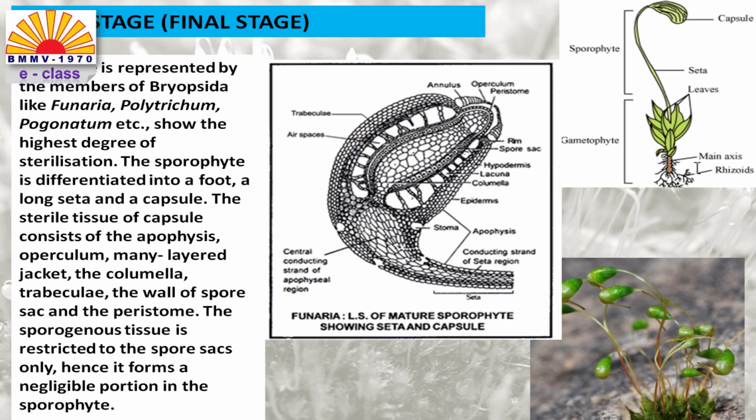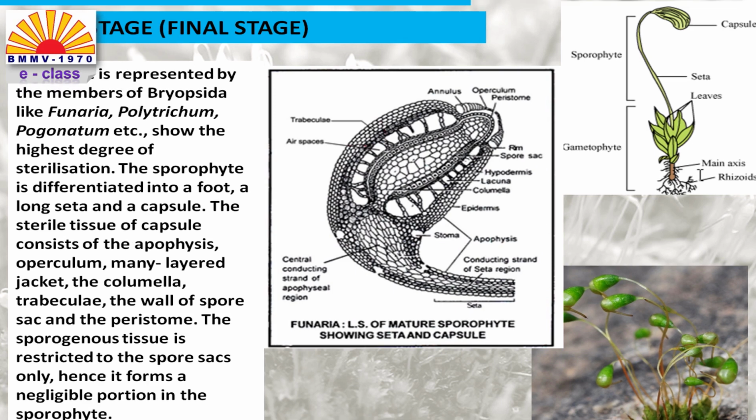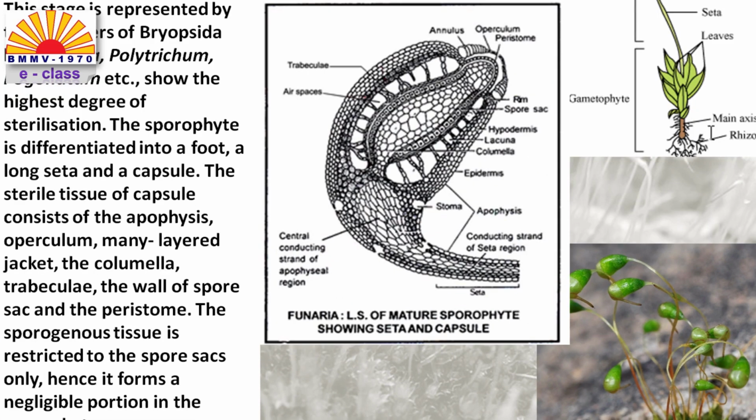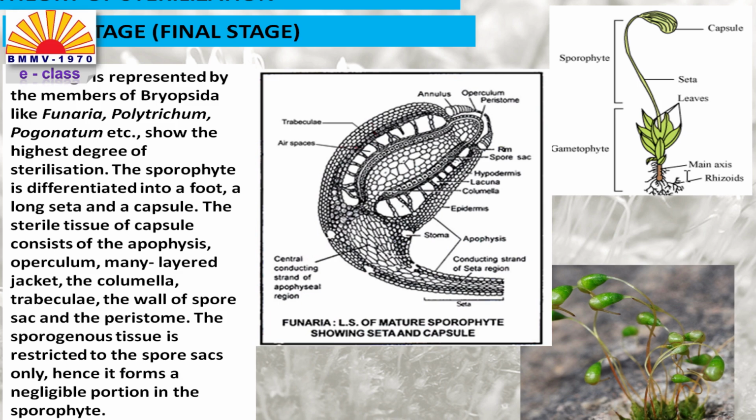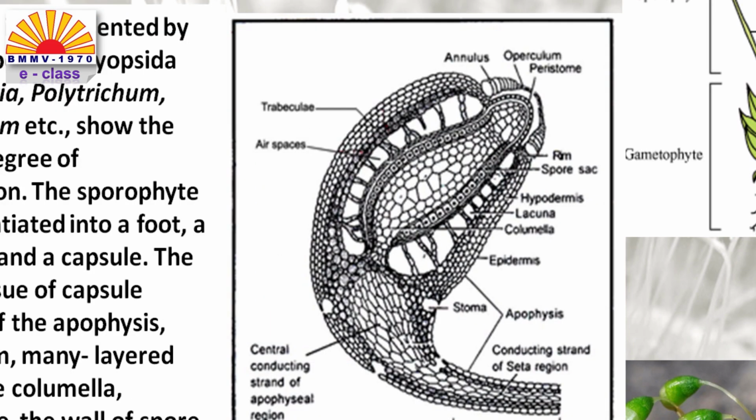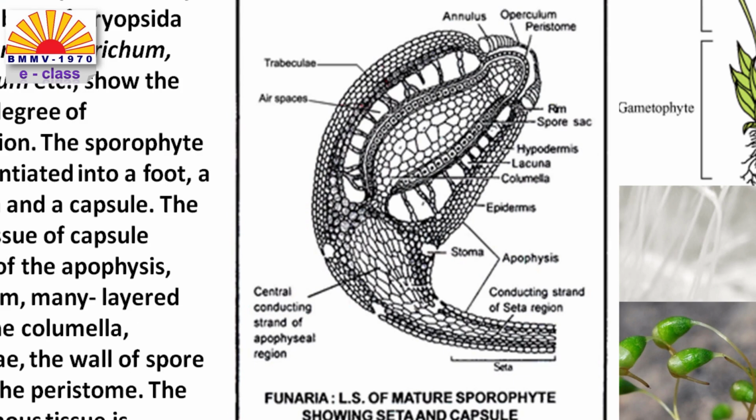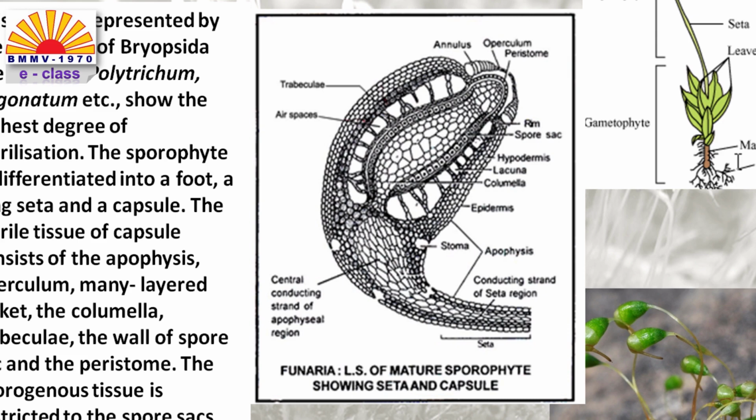Here we have taken the example of Funaria. Funaria is a bryophyte that belongs to the class Bryopsida. Bryopsida is the most advanced class of bryophytes, and in this class, in all the members you will see a very well developed sporophyte. The sporophyte will contain stomata, meristematic cells. The air space is also present. As you can see in the picture, there is the presence of operculum, peristome and annulus.